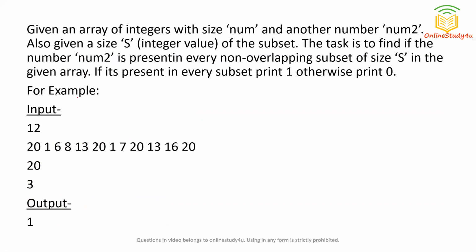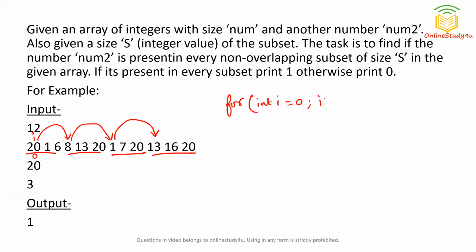So let me explain the logic which I am going to use. Okay, so I am going to use two loops here. First, the outer loop I am going to use for iterating through all the subsets' first elements. Suppose this is the first element of the first subset. So first I will be pointing to here, then it will jump to the first element of the next subset, then again to the first element of the next subset, then again to the first element of the next subset. So how can I create that? I can create that with for int i is equal to 0, it should be less than n and it should be incremented by the value of s.